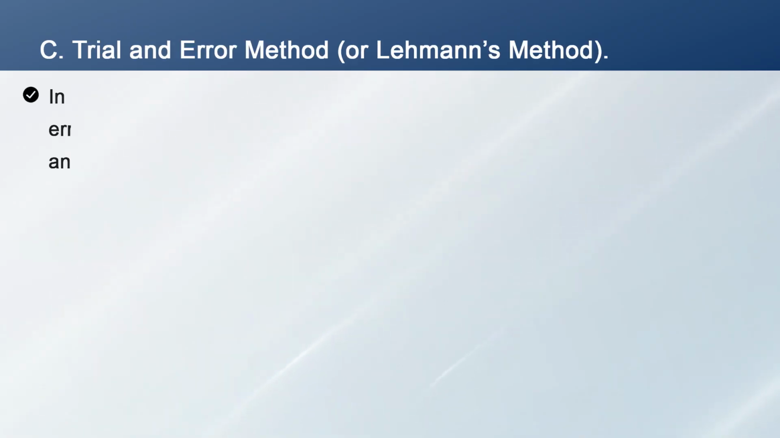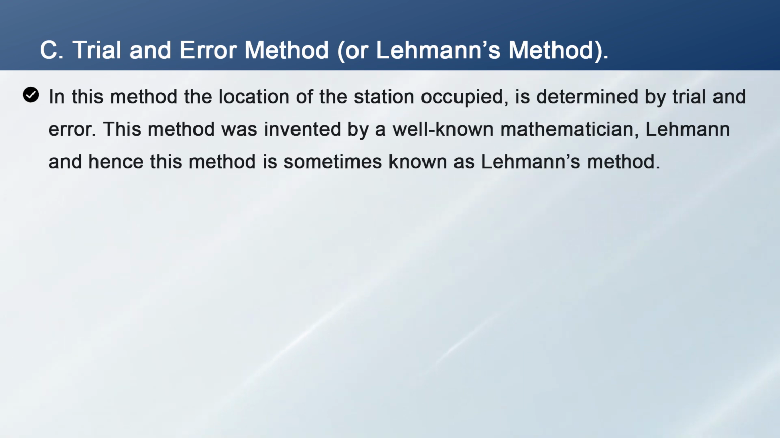Let's discuss the trial and error method. In this method, the location of the station occupied is determined by trial and error. This method was invented by a well-known mathematician, Lehmann, and hence this method is sometimes known as Lehmann's method.